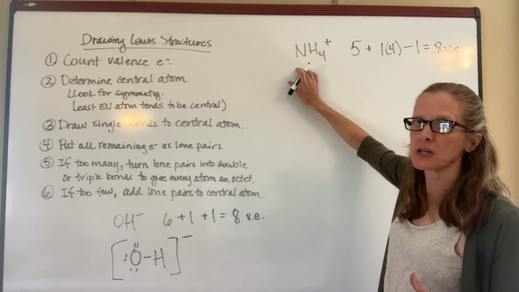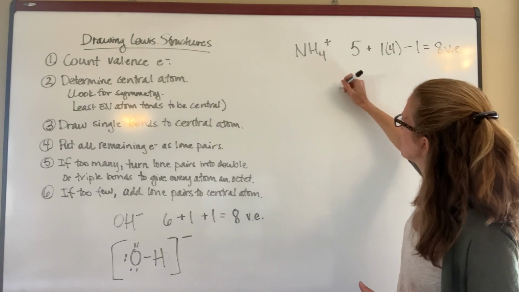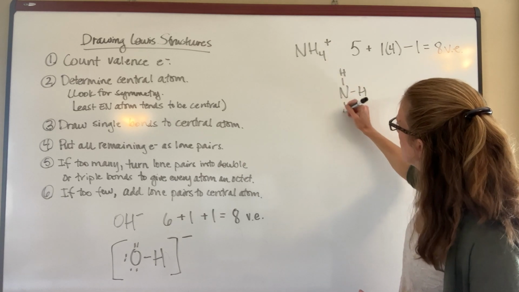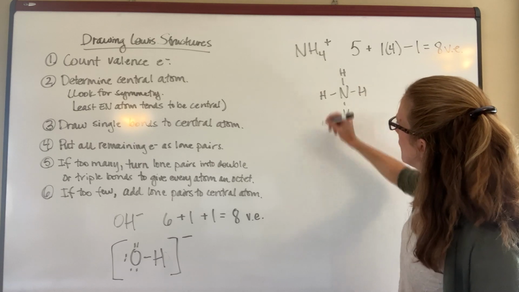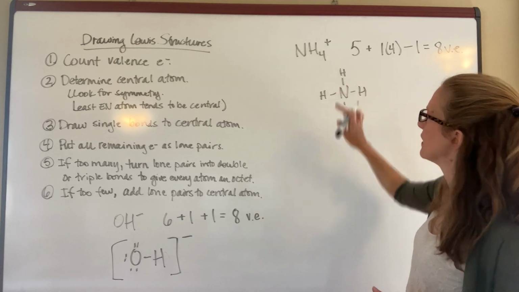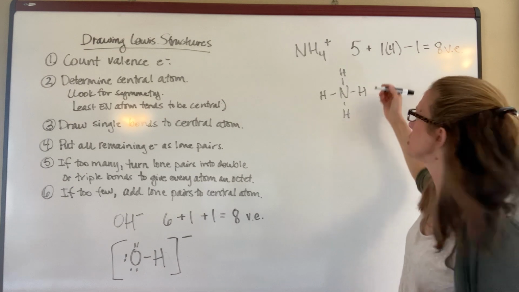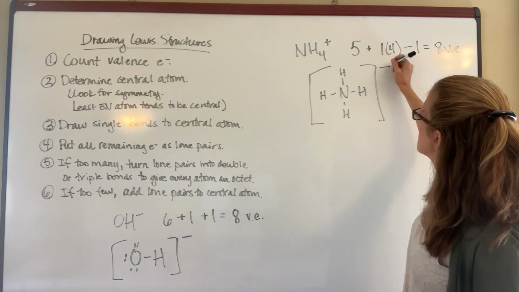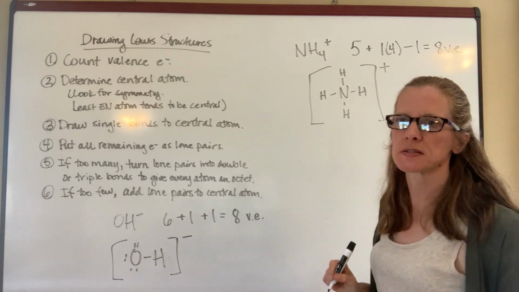The only possibility for a central atom here is my nitrogen, so my nitrogen is going to be here. I'm going to bond each one of the hydrogens to it. That's going to make 2, 4, 6, 8 electrons, which is how many I had to use. But again, because it has a charge, I'm going to put the whole thing in brackets and put my charge up here like this. All right?